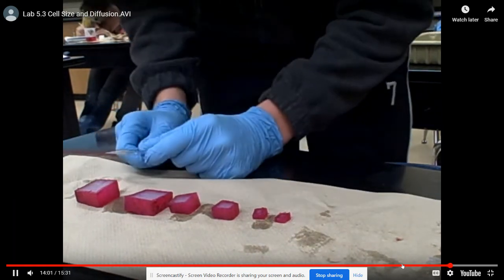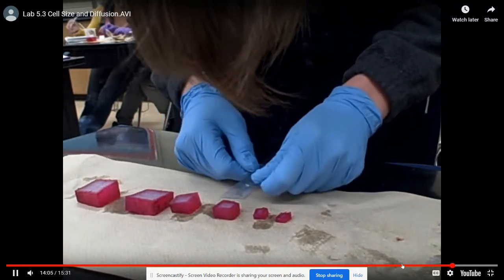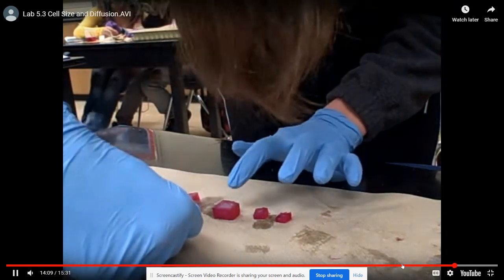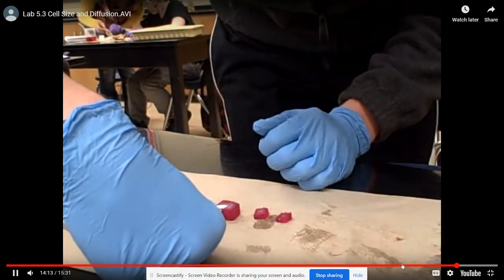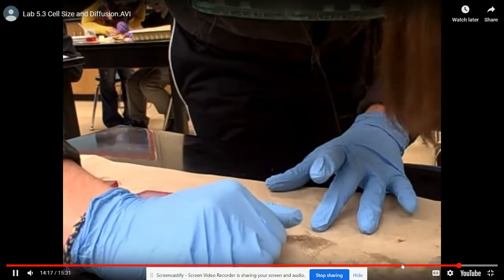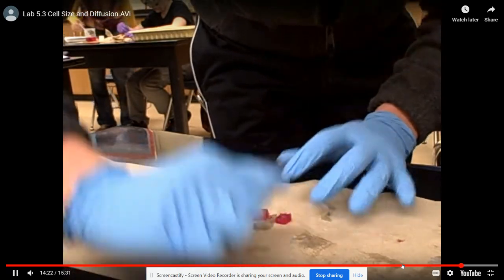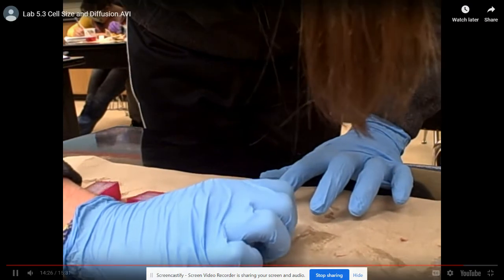Okay, so this first one, she gets it went in half a centimeter, so 0.5 centimeters. The second one, she gets in 4/10 of a centimeter. She says 4/10 of a centimeter, which is close to 0.5. And then this last one, it has diffused all the way through.